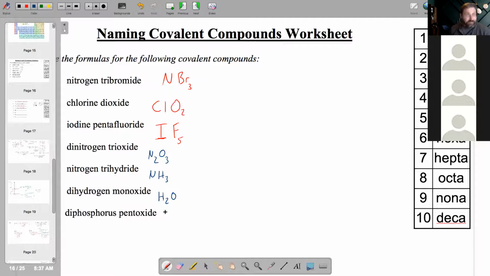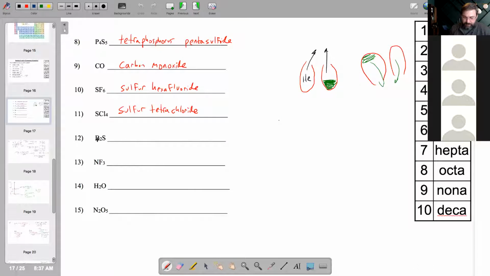Okay, diphosphorus pentoxide. I'm going to write this up here. So P2 and pent is 5, P2O5. So that's diphosphorus pentoxide. So if you did those as examples, those are the right answers for those. Here, okay, so on the 12 to 15, I left those for you.